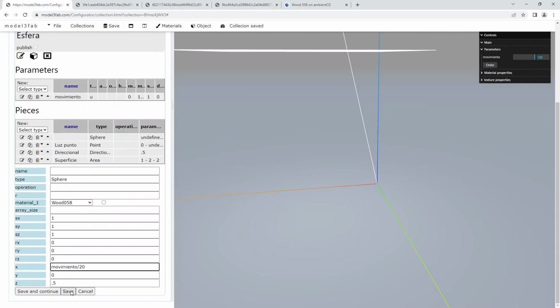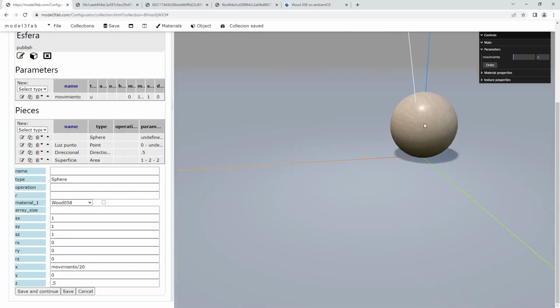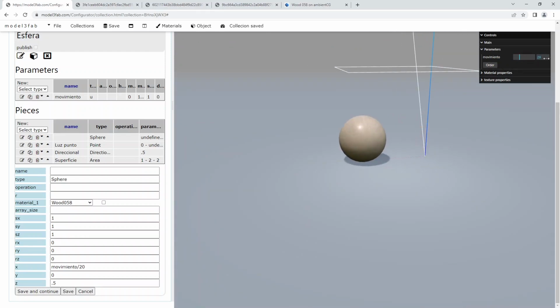To make it move 5 meters, let's divide it by 20. We would have this motion of waiting. Let's use the ramp function instead of multiplying by motion. We multiply by the ramp function, saying that the motion will start at point 20.